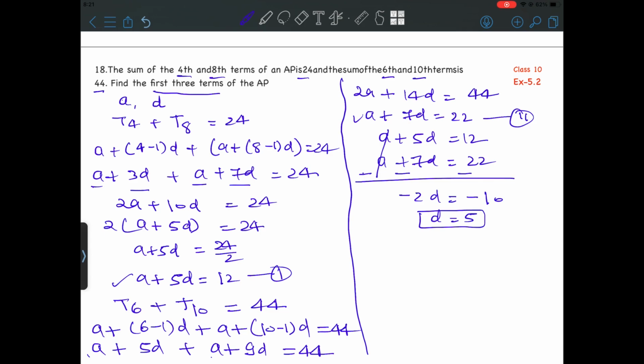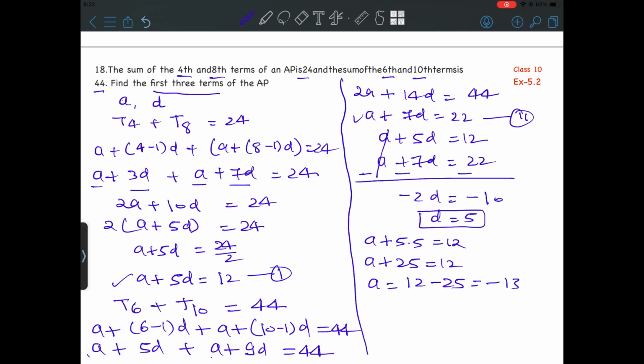Okay. So now once you have got the value of D, then you can find the value of A also by using equation 1. So that gives us A plus 5 into 5 is equal to 12, right? So that gives us A plus 25 is equal to 12. Then A is equal to 12 minus 25. That gives us A is equal to how much? A gives us minus 13.